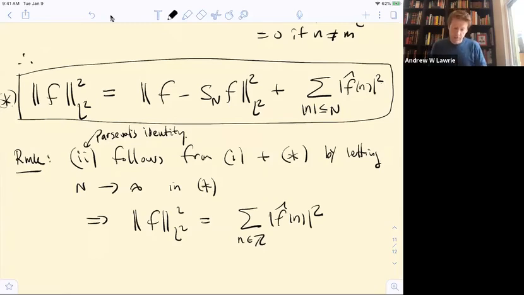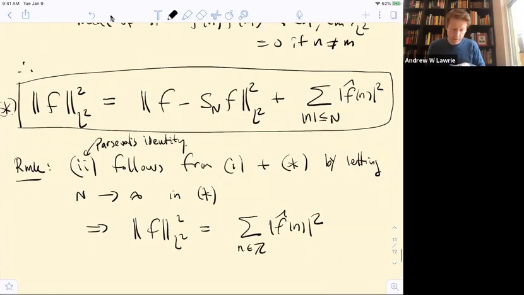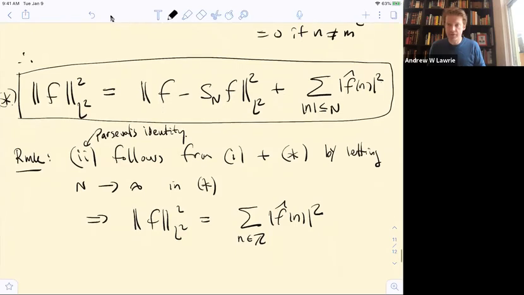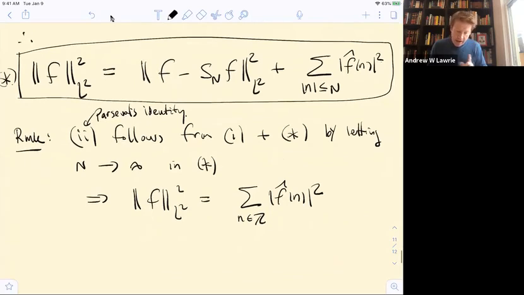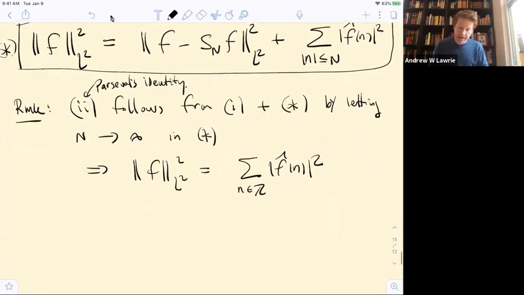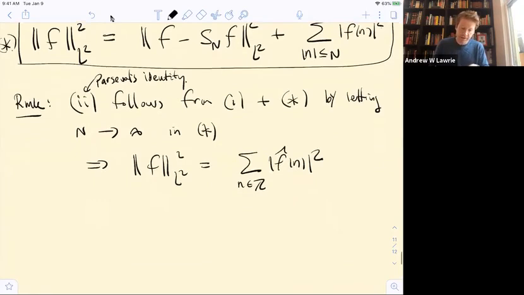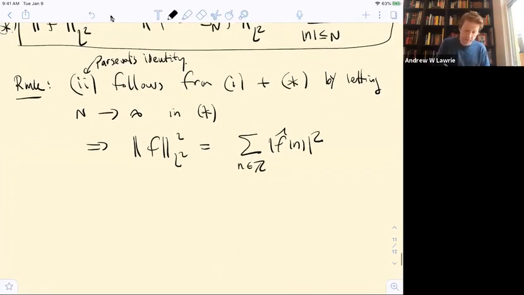Okay, so this equality star is very nice. It gives me Parseval's identity once I've proved the L2 convergence of Fourier series. So I'm left to prove the L2 convergence, and via a similar argument to getting star, I can prove what's called the best approximation lemma. So I'm just going to pause the proof and prove a useful lemma.